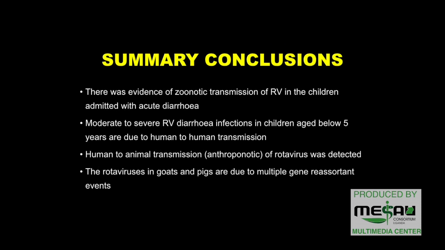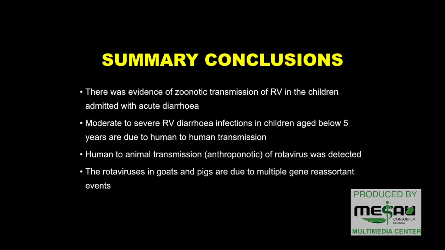There was evidence of possible zoonotic transmission of the rotaviruses in the children, with moderate to severe rotavirus infections in the children being mostly due to human-to-human transmission. And also human-to-animal transmission of rotavirus was detected. And we noted that the rotaviruses in the cows and pigs are due to multiple gene reassortment events.